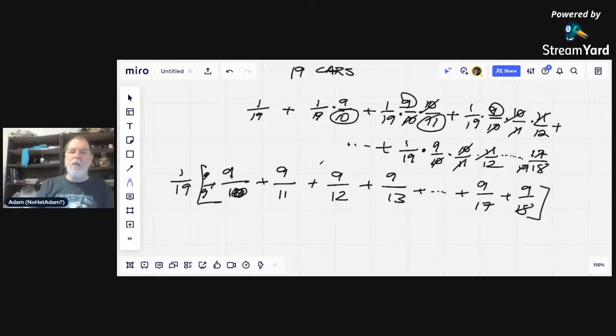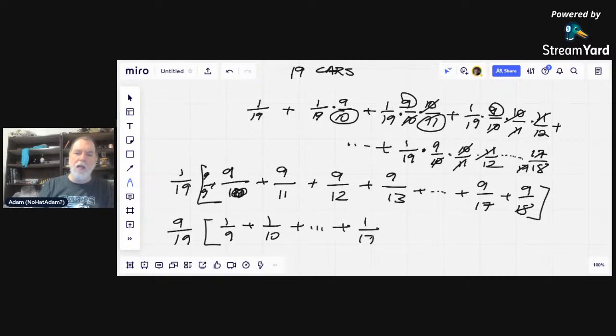But first, before we do that, we can clean this up a little bit more. We're going to factor out this 9. So we've got 9 out of 19 here. Okay, and so we've got 1 out of 9 plus 1 out of 10 plus et cetera, plus 1 out of 17 plus 1 out of 18. Okay, capiche? We're good? Any questions? We'll move on.